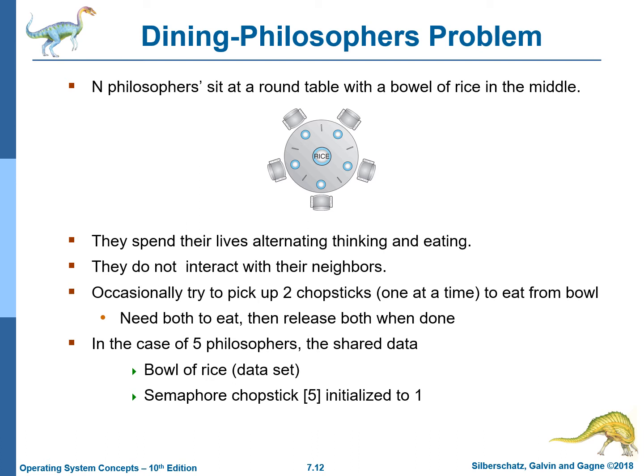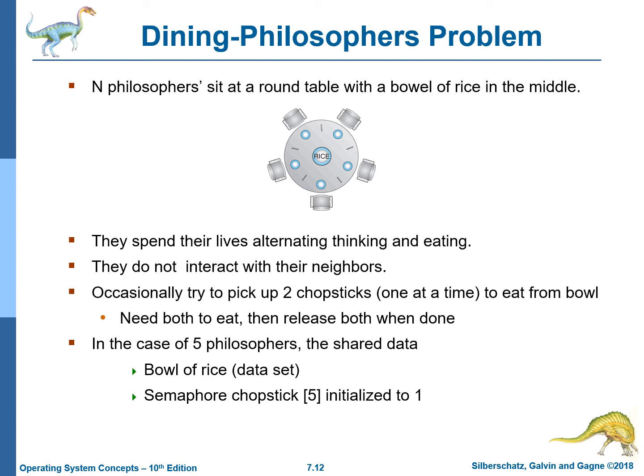So the Dining-Philosopher problem is considered a classic synchronization problem, neither because of its practical importance nor because computer scientists dislike philosophers, but because it is an example of a large class of concurrency control problems. So it is a simple representation of the need to allocate several resources among several processes in a deadlock-free and starvation-free manner.